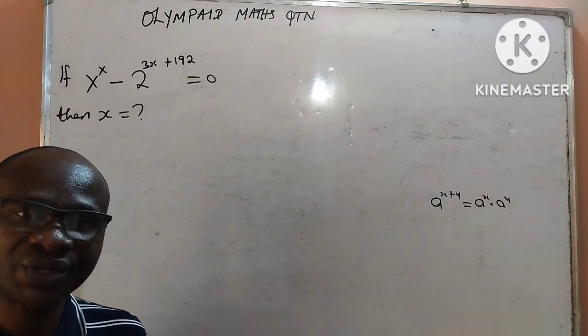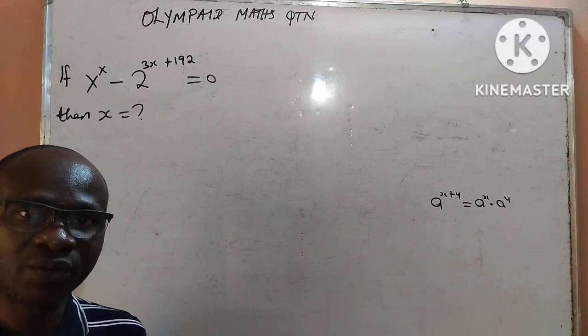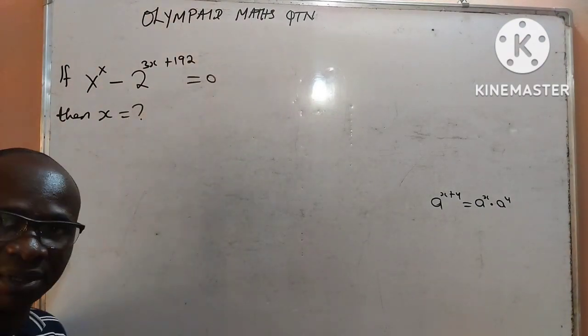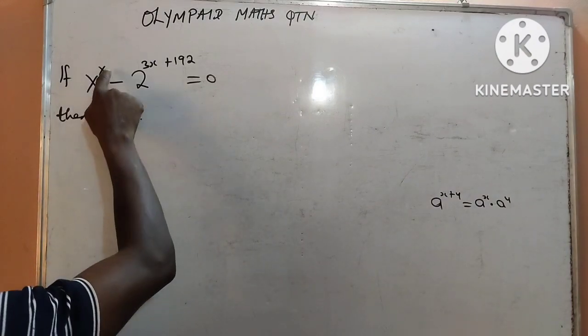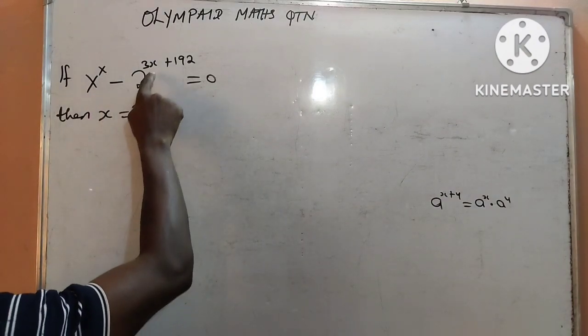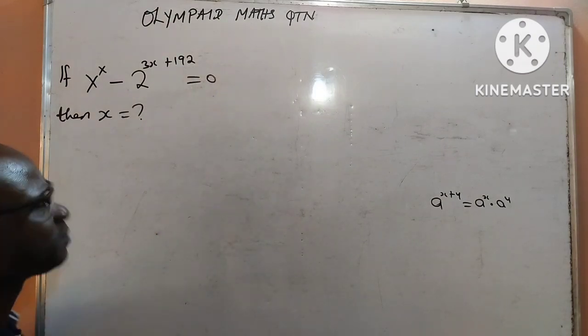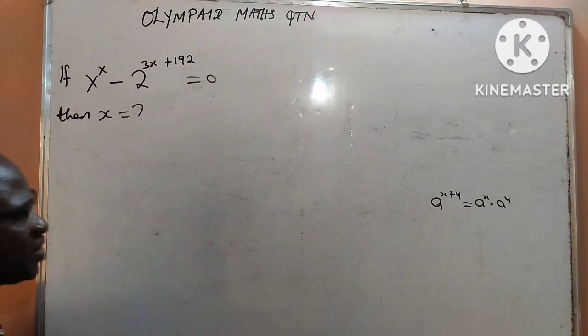I am Tutor Cletus Okoli, and I come today with the given Olympiad question as written on the board, which is: x raised to x minus 2 raised to 3x plus 192 equal to 0. I am expected to get the value of x.